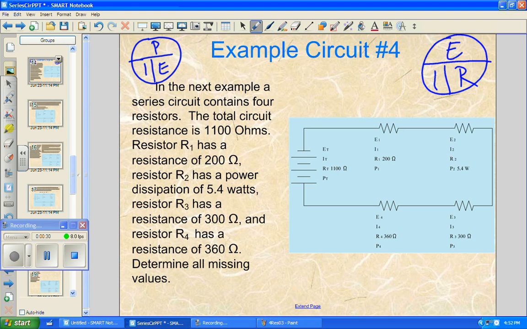And we're going to use this E, which is I times R, right? And if we plug that in over here, we wind up with no E in it at all. We wind up with P is equal to I times I times R, which is equal to I squared R.